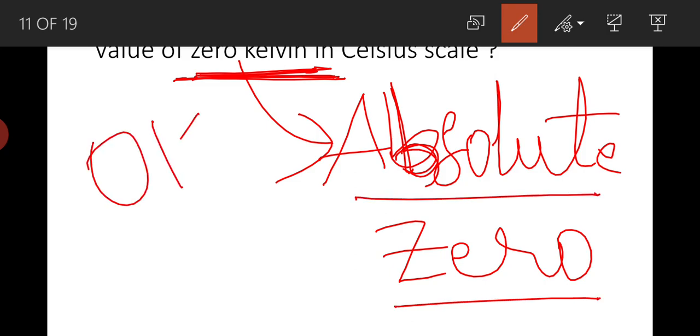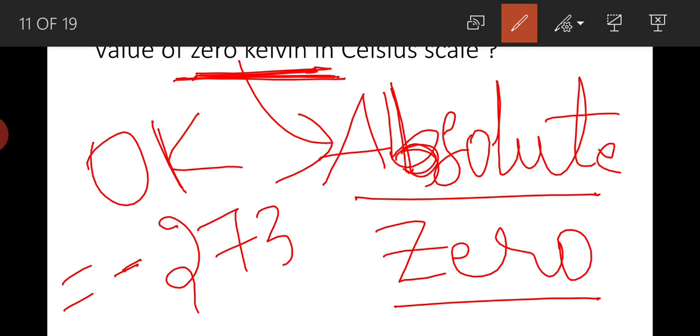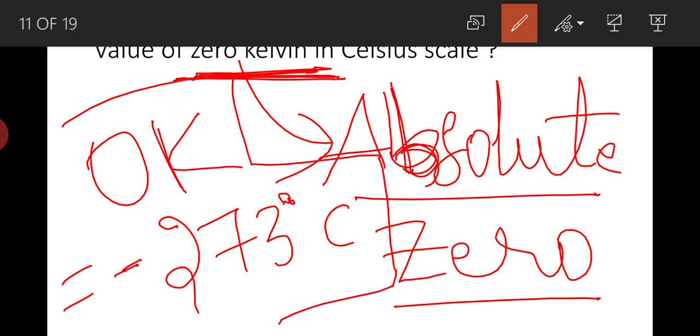0 Kelvin is called absolute zero and its value is -273 degrees centigrade. You need to remember these values. These values are very, very important. 0 Kelvin is the final lowest temperature which humans can achieve, and below that temperature there will not exist any other temperature, and its value is -273 degrees centigrade.